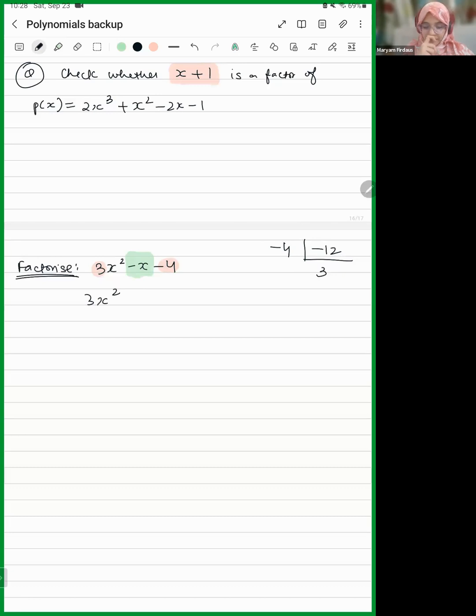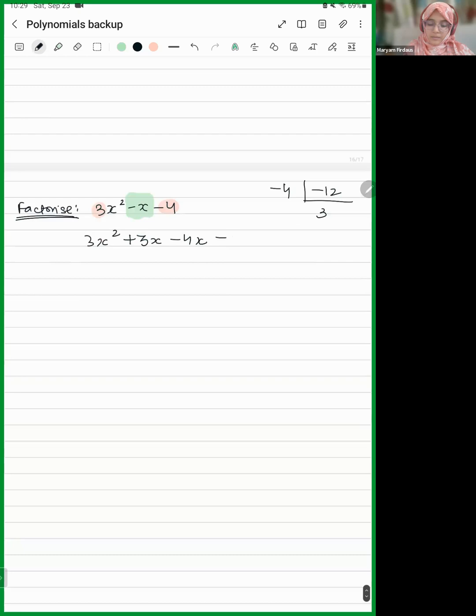3x square plus 3x minus 4x minus 4. So the common here will be 3x. x in the bracket plus 1. Then we will keep minus 4 as common and x plus 1. Then 3x minus 4 will be one of the factors and x plus 1 will be one of the factors. So we have factorized this.